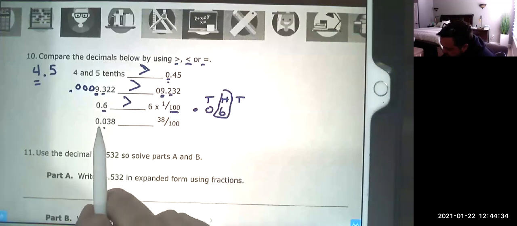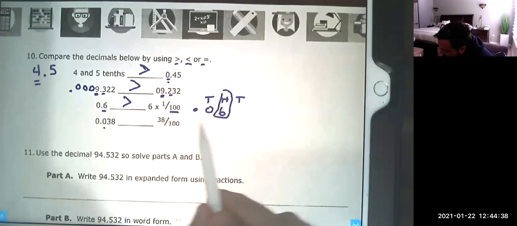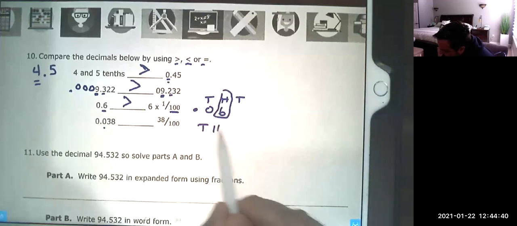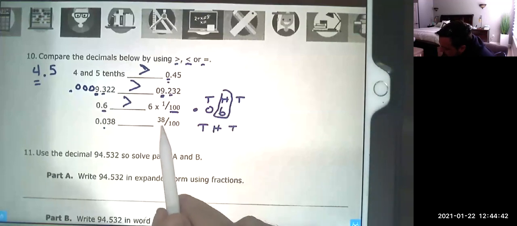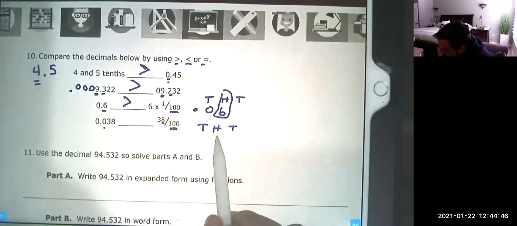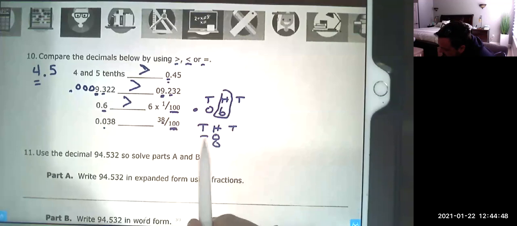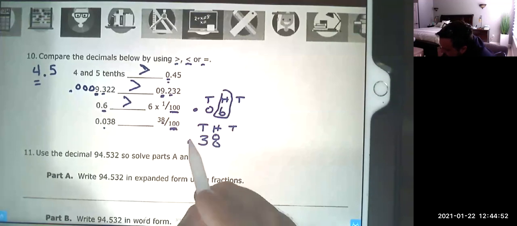So this one is 0.038 and 38 hundredths. So I'm going to do it again: decimal, tens, hundreds, thousands. So remember, the 8 has to go in the hundredths place. So here's the 8, then the 3 has to go right before it, just like normal. And then there's my decimal somewhere in there.